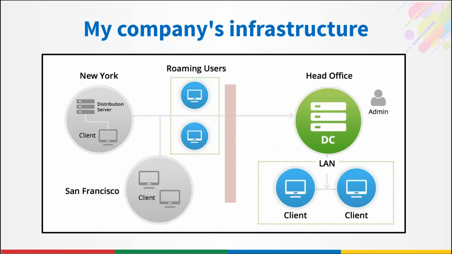So this is my company's infrastructure, and I'm an administrator for the head office. Machines are available in the local LAN. Also, there are two remote offices, New York and San Francisco. And I have a handful of roaming users, sales users. So how can we manage all the devices from a central location?